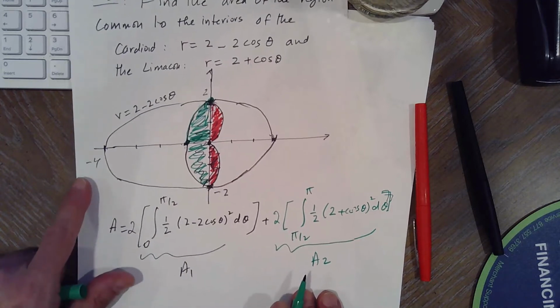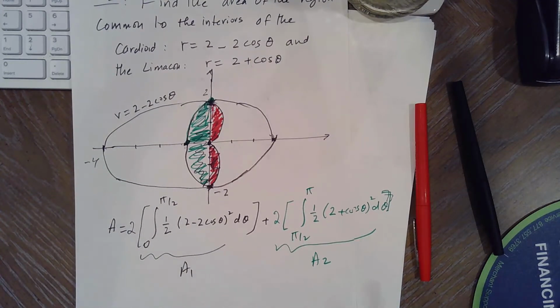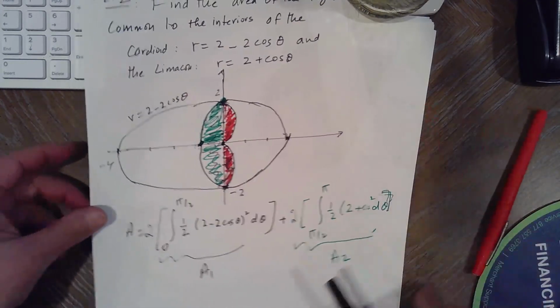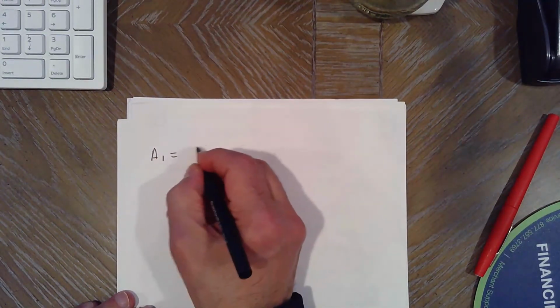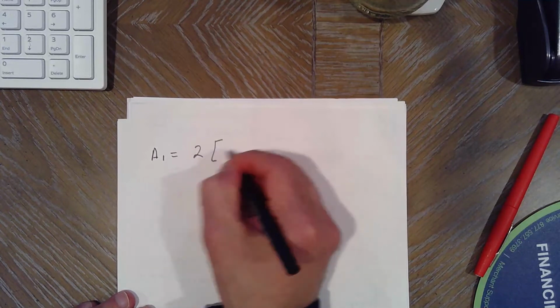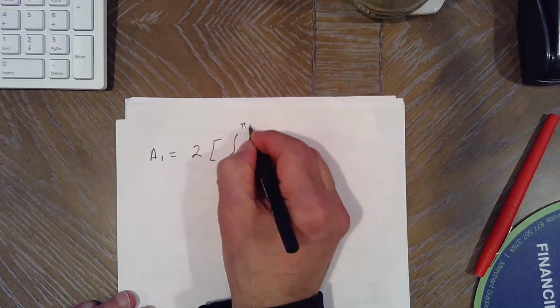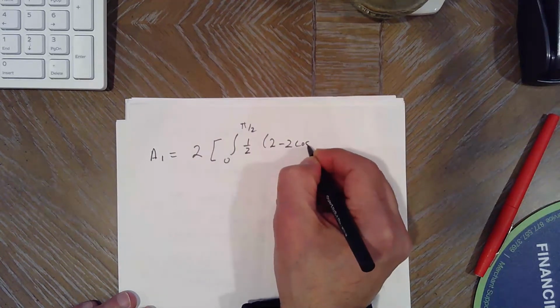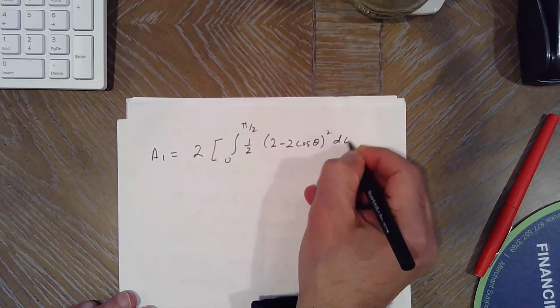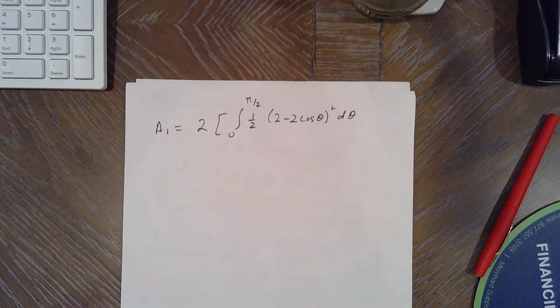So I'm going to do them separately, although in the notes I did them all at once, but I want to explain them more carefully here. So A1. I'll rewrite that as 2 times the integral from 0 to pi over 2 of 1/2 times (2 minus 2 cosine theta) squared d theta, and then we'll worry about A2 in a second.